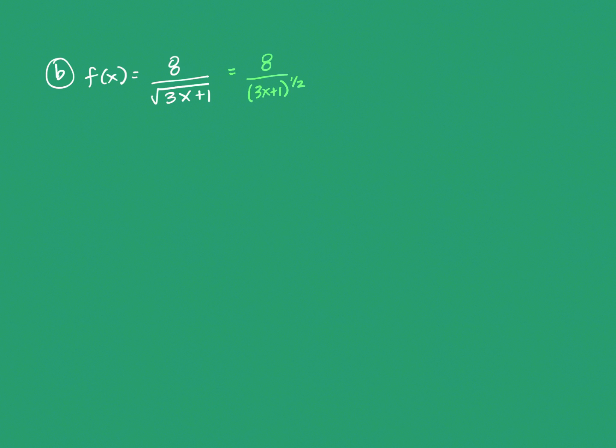But this would still be a quotient the way it's written. I still have a function divided by another function. So I'm going to move that denominator up. And by moving it up, I'm going to change it to 3x plus 1 to the negative 1/2. Okay, now my outside function is 8 times something to the negative 1/2. That is now my outside function.